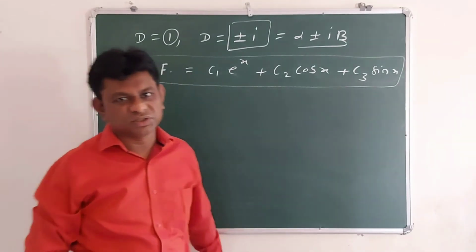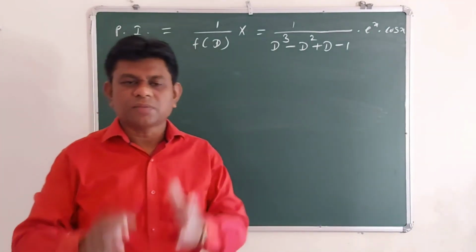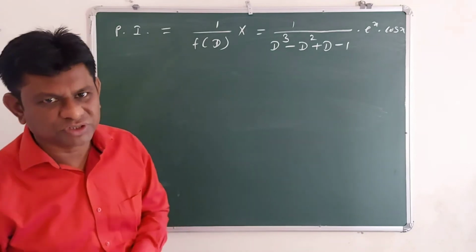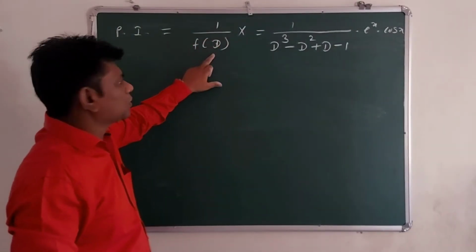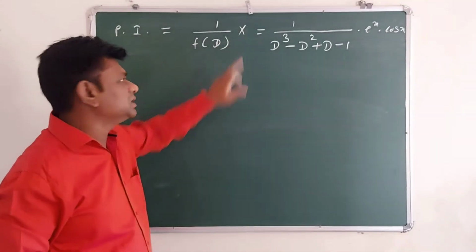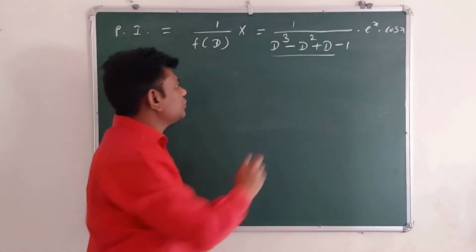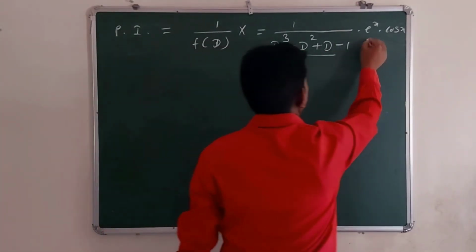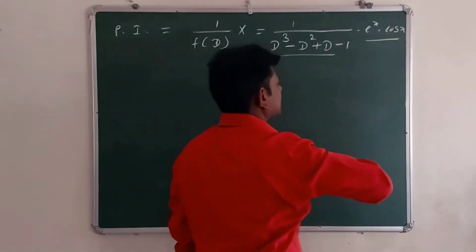This complementary function is the general solution of the homogeneous differential equation. Now to find the particular integral, which means the particular solution of the given non-homogeneous differential equation, PI is equal to 1 upon f of D times X. In this problem f of D is D cube minus D square plus D minus 1, and X is the right hand side, e to the power x times cos x.